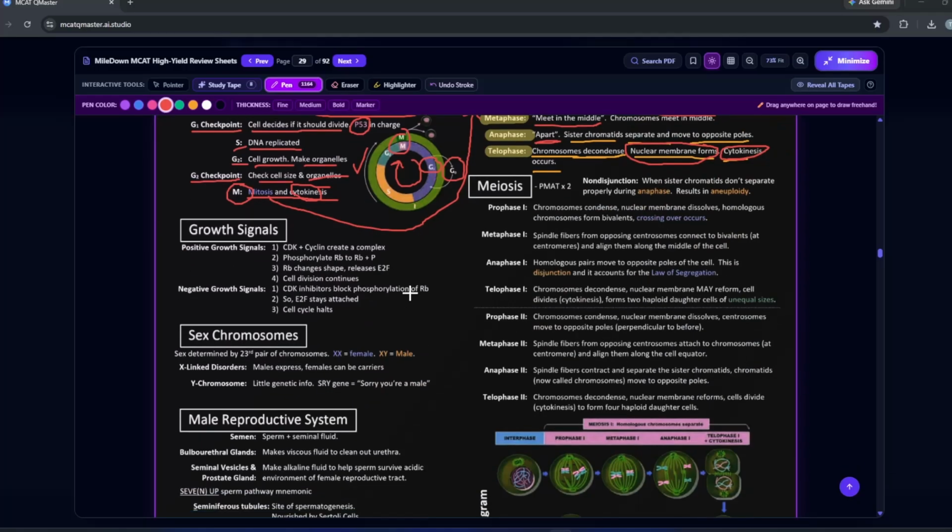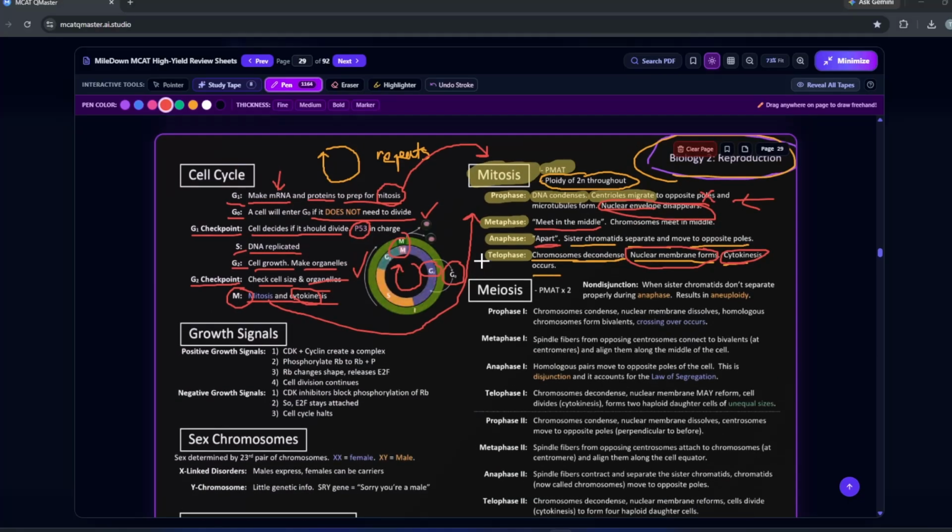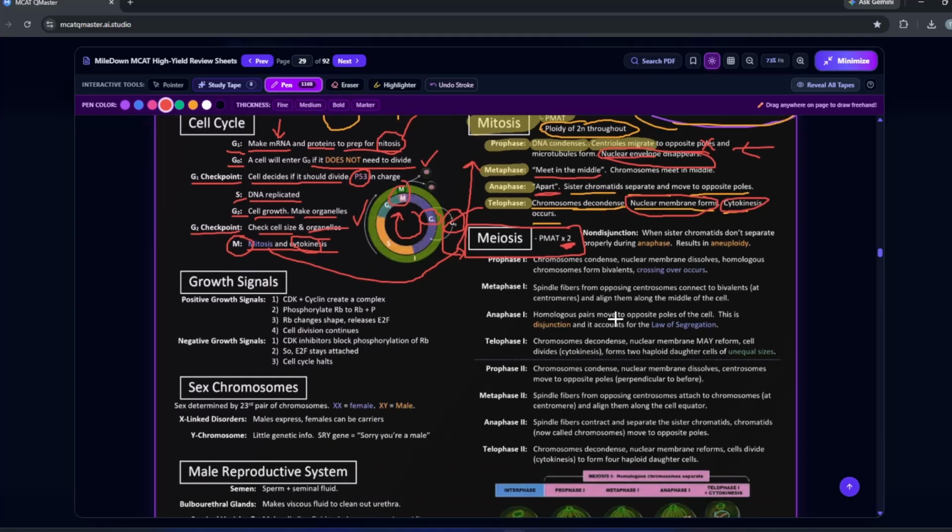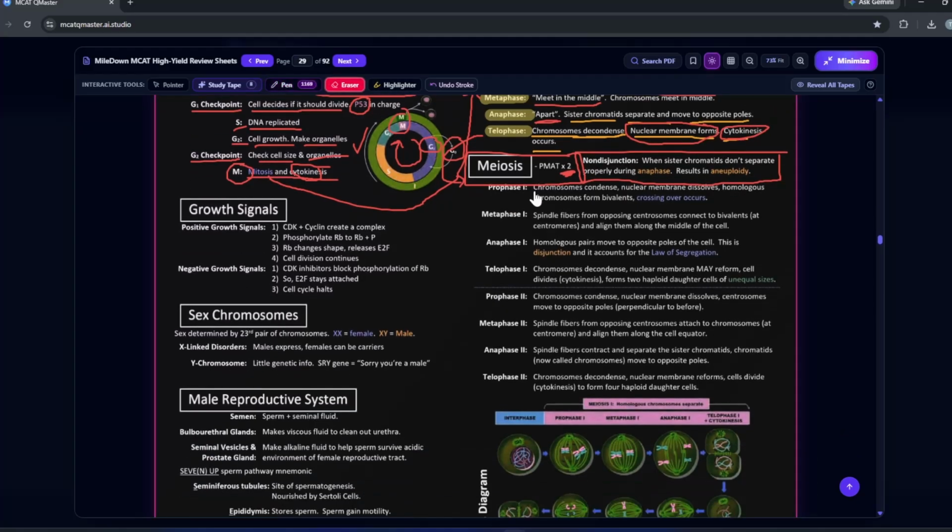All right, so now we're going to go into probably meiosis, because meiosis builds on mitosis. So meiosis is basically the same process, but it's done 2 times, as you see here. Non-disjunction, when the sister chromatids don't separate properly during anaphase, results in aneuploidy. So this is just something that can happen. So let's go over the normal process.